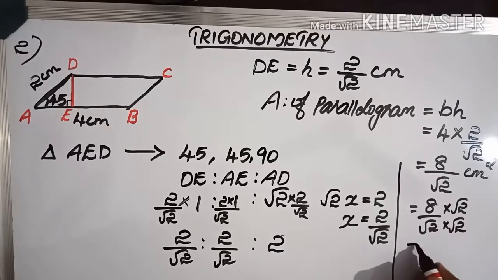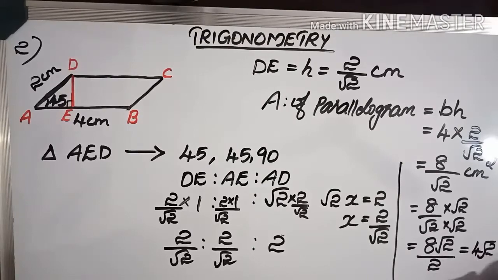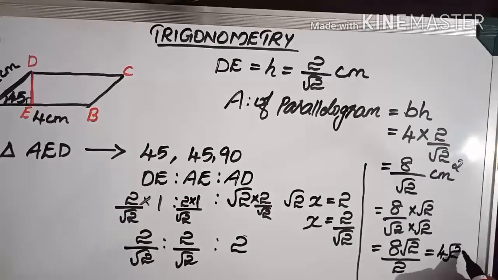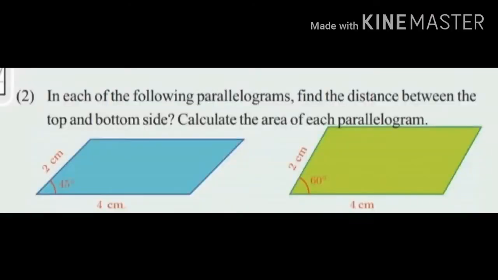So here the numerator becomes 8 into root 2, that is 8 root 2, divided by root 2 into root 2. Root 2 into root 2 is 2. Okay, so 8 root 2 by 2. Again we can simplify because 8 by 2 is 4. So 4 root 2. We can write the answer like this: 4 root 2 centimeter square. Not compulsory, you can stop here also. No issue. Similarly, try to do the second one, that green parallelogram. First find the height, then find the area. Same method you can follow.